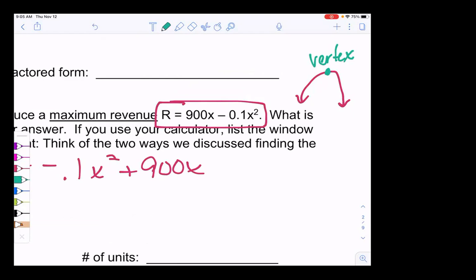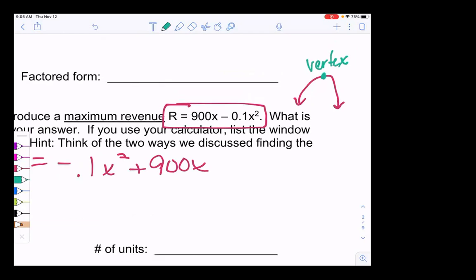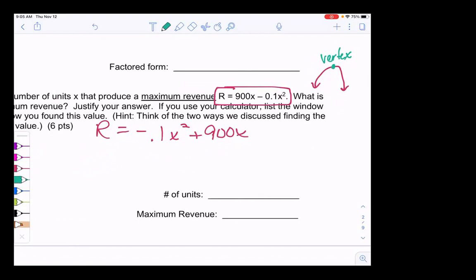So if I want to find a vertex algebraically, we talked about doing two different things. We talked about completing the square, which for this problem actually works kind of nicely. And we talked about using a little formula to find that vertex, to find the axis of symmetry. Does anybody remember what the formula was that you could use to find the axis of symmetry? It was a fraction. Darby?